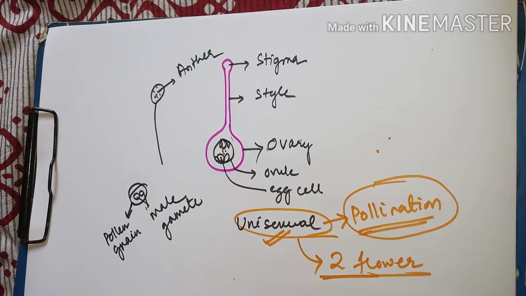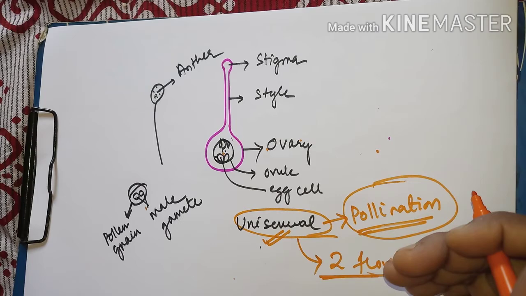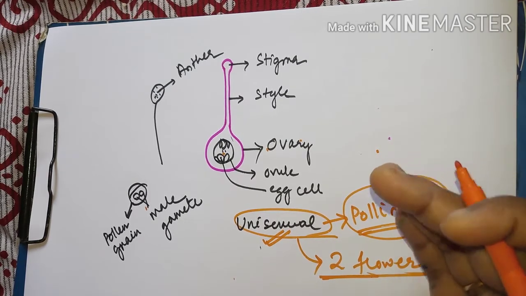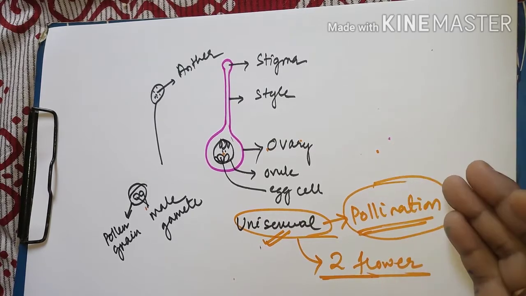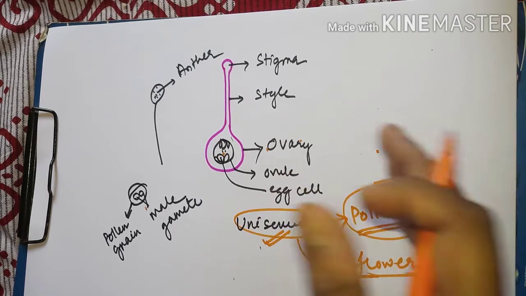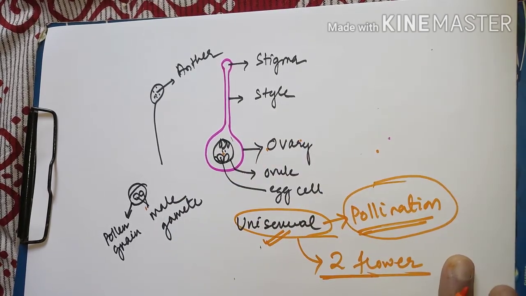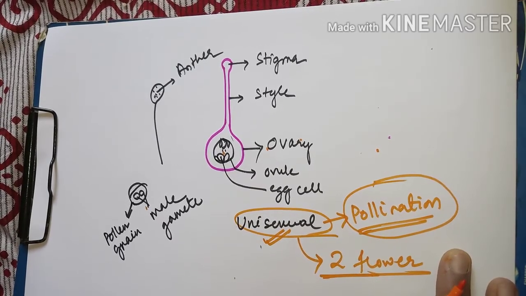Now you must be wondering, do bisexual flowers not carry out pollination? Yes, they can also carry out pollination, but they generally depend on self-fertilizing rather than pollination. But unisexual flowers have to depend on pollination to carry out reproduction. Now, there are two types of pollination here. One is self-pollination, another one is cross-pollination.